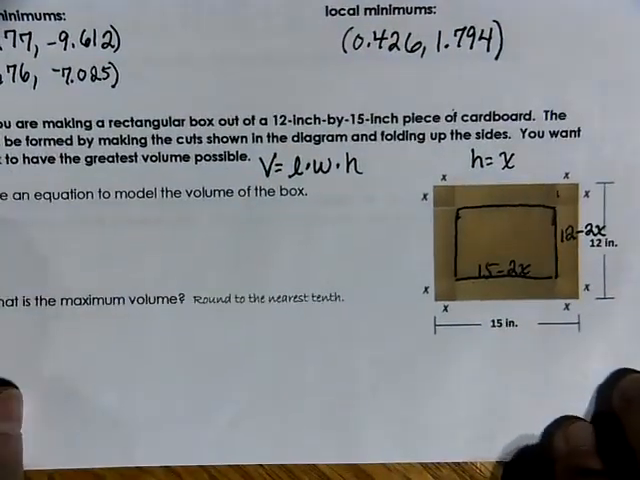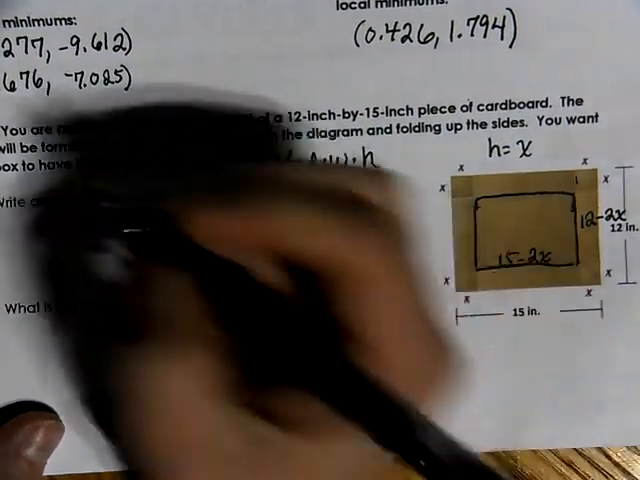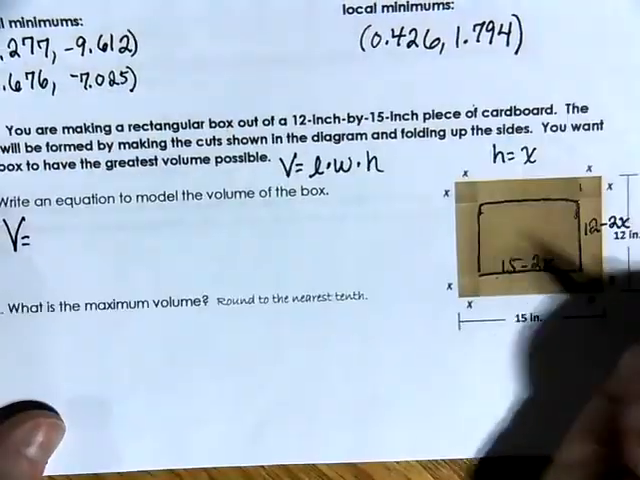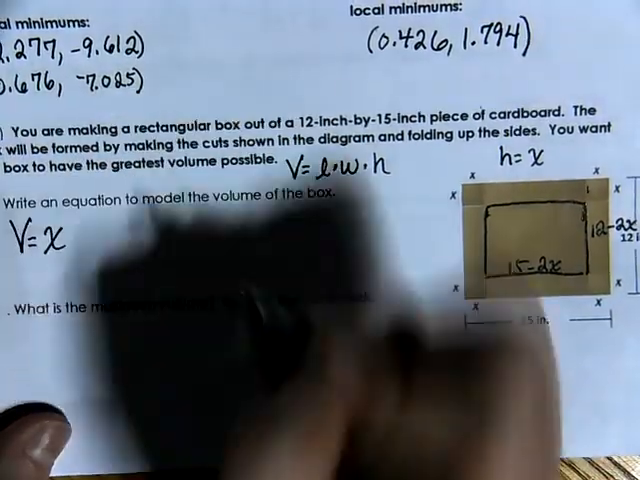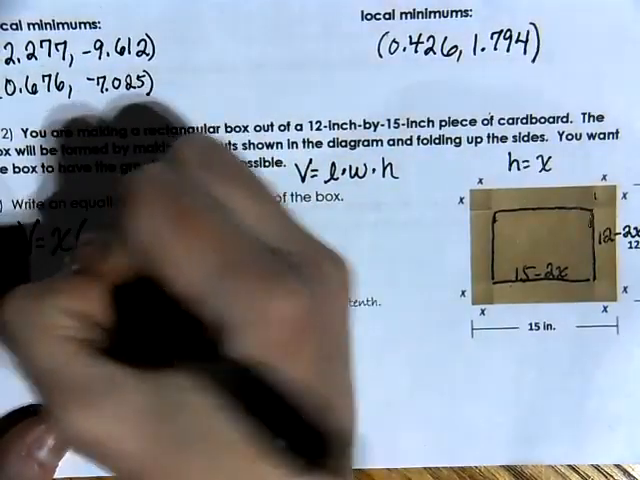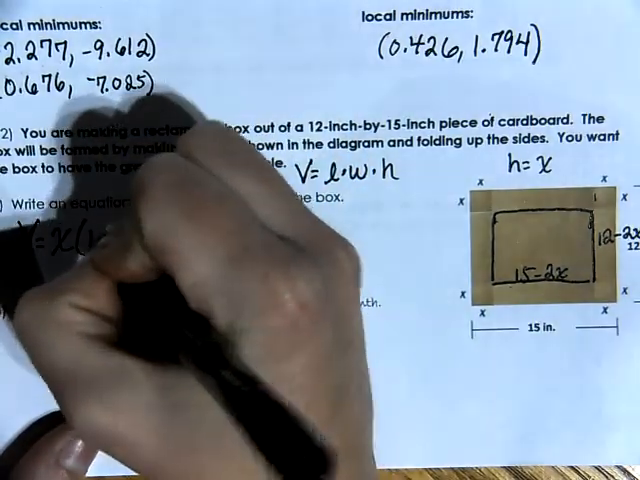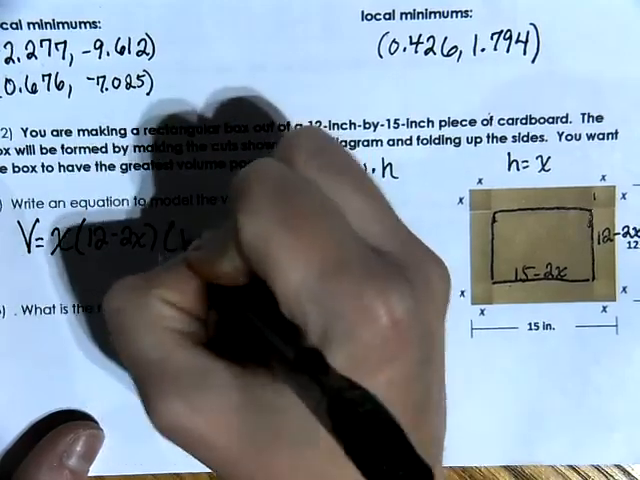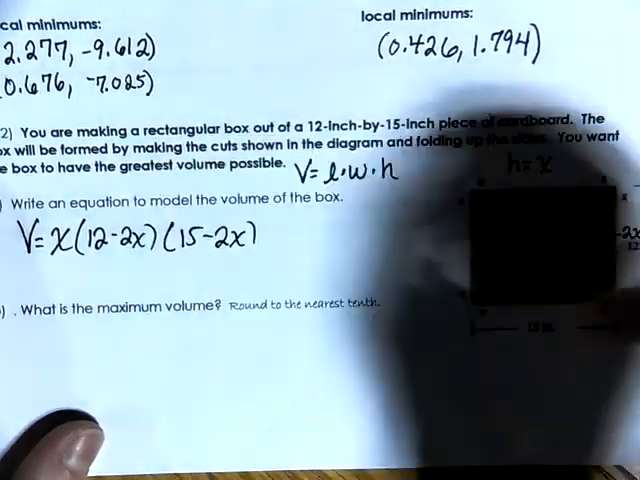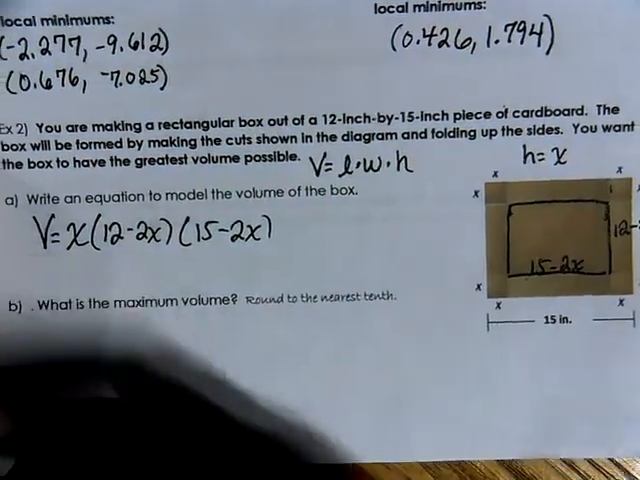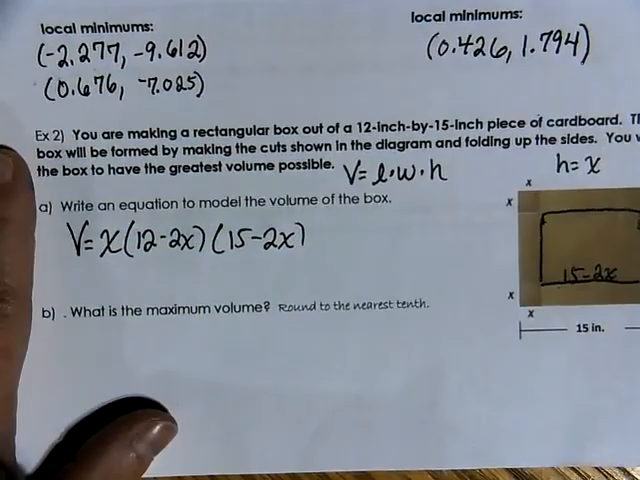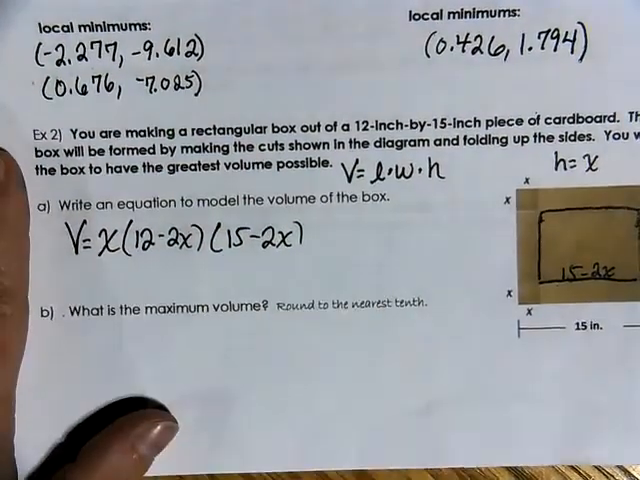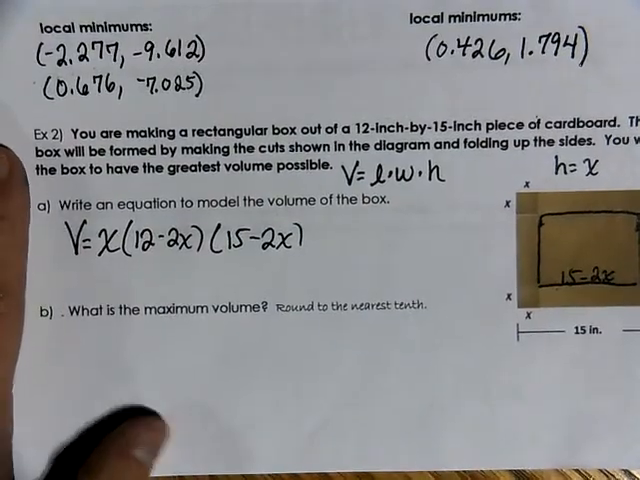So my volume is going to be my height, which we know is x, times my length, which we know is 12 minus 2x, times my width, which is 15 minus 2x. And I preferred to put x in the front just because that is the structure that we're normally used to. You could put x at the end. There's nothing wrong with that.